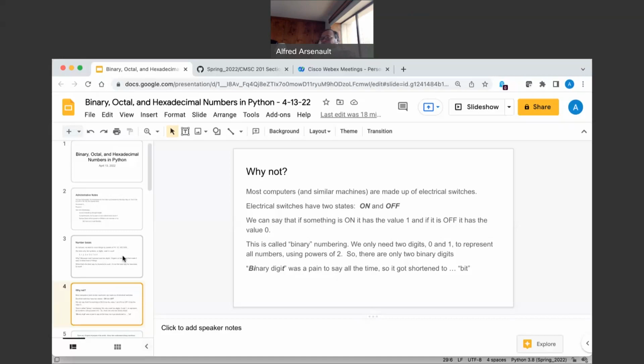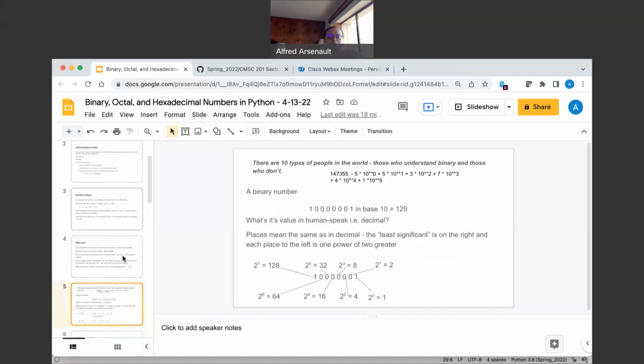Computer scientists are lazy. I am one. I can say it because I am. We look for shortcuts all the time. Binary digit is a pain to say. So you can shorten it a little. How do you shorten binary digit? To bit. So if anybody ever asks you where the term bit came from, bit is simply a shortening of binary digit, base 2.